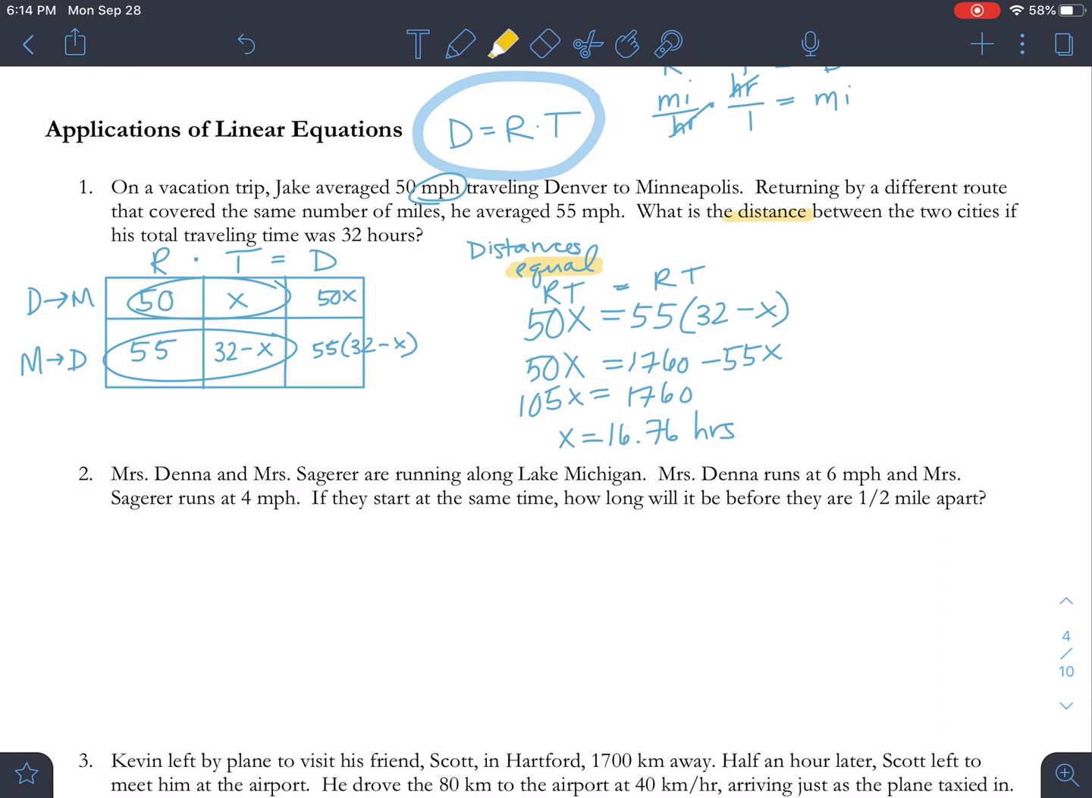It said, what is the distance between the two cities? It should be the same no matter where I plug it in. And if I'm plugging into a distance, then I want to plug in, for example, one of the distances was 50 times x. I could also do 55 times 32 minus x. And I should get the same answer here if you plug it into a calculator, and you end up getting the distance is 838.095 miles.